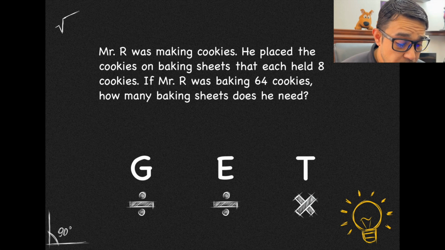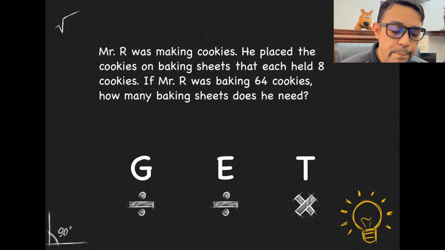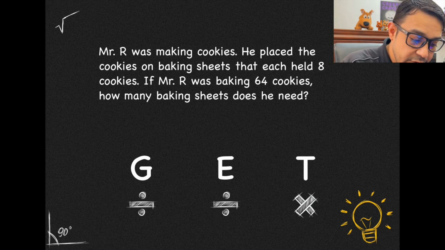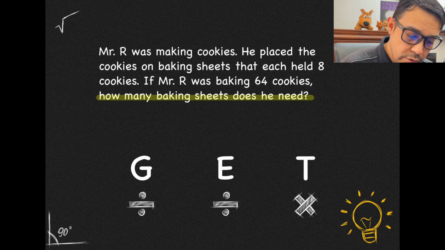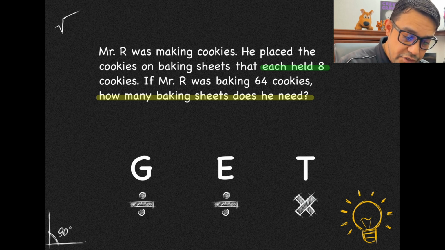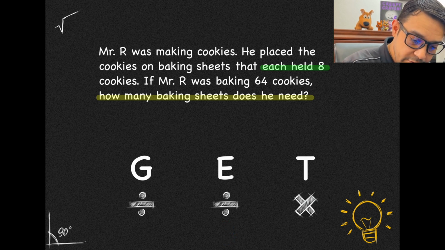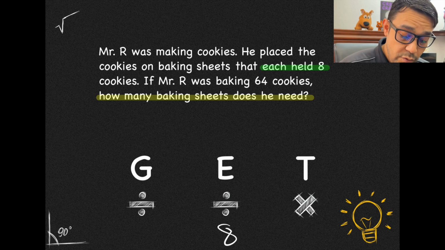No guessing. Mr. R was making cookies. He placed the cookies on baking sheets that each held 8 cookies. All right. If Mr. R was baking 64 cookies, how many baking sheets does he need? Well, let's start breaking this down. First, let's look at our question. How many baking sheets? Do we see each or groups anywhere? Yes, we do. Right here we see each held 8. So we still have our each, 8.